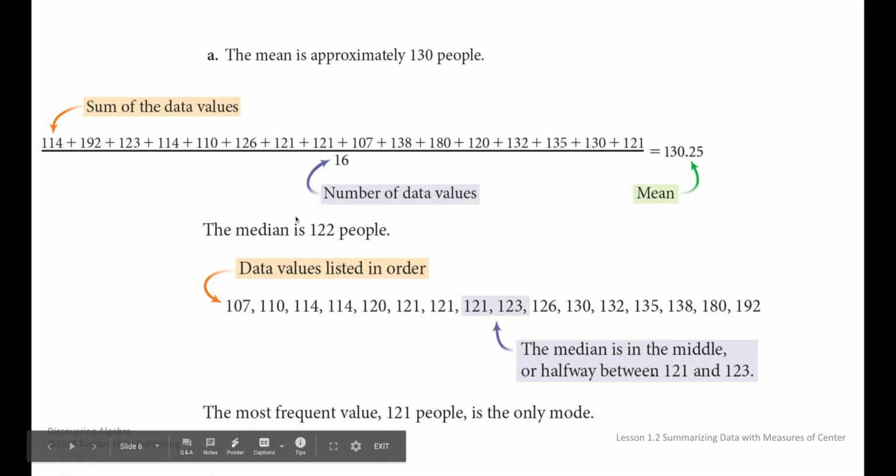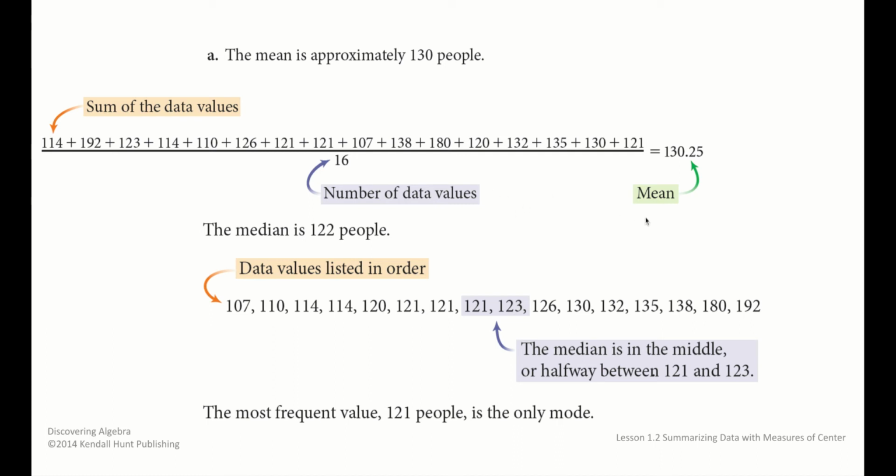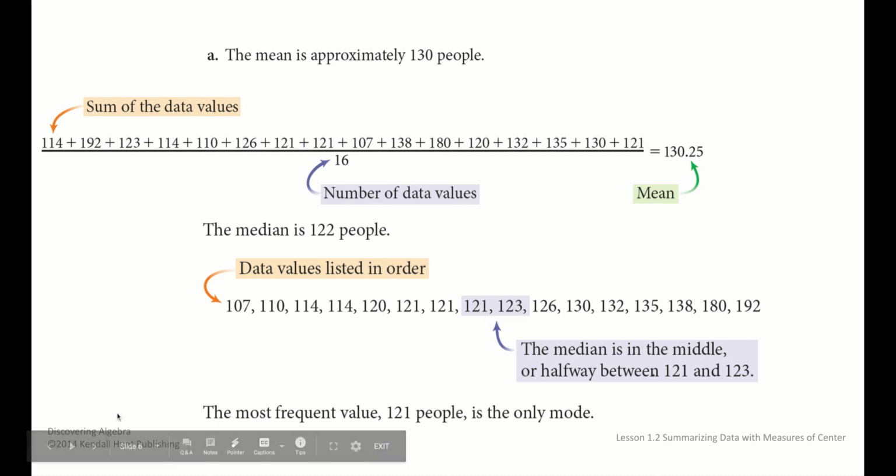Okay, so here are the values that you should have gotten. To calculate the mean, you should have added all of these up and then divided by 16, because there were 16 data points, which would get you a value of 130.25, which we'll say about 130 people. The median, you should have put them in order and then found the middle. Now, in this case, you'd have two values that are right in the middle. So the median is halfway between them at 122. And then when we look at the data, the number that occurs the most is 121. So the mode of our data is 121 people.